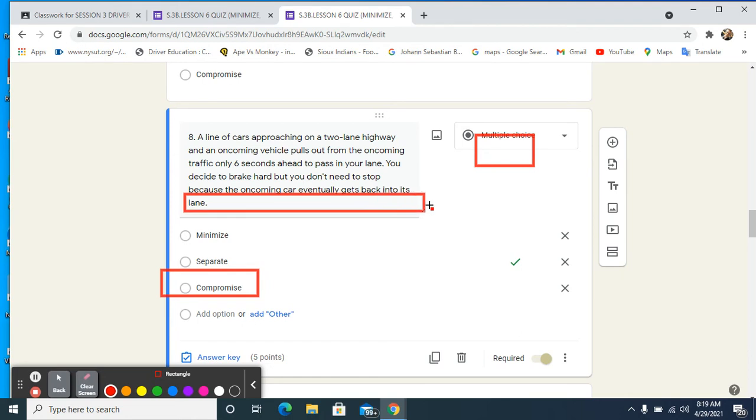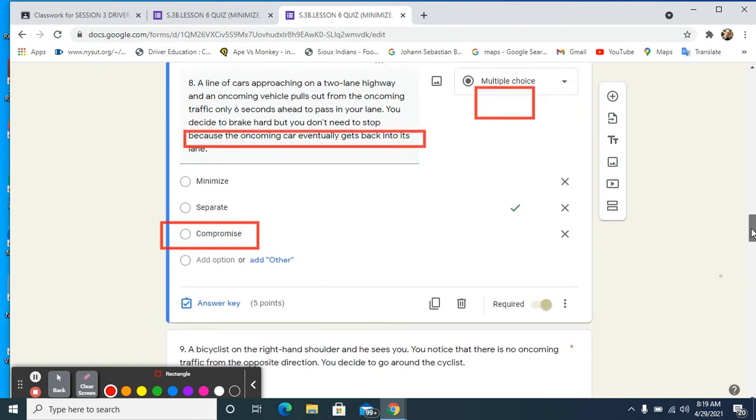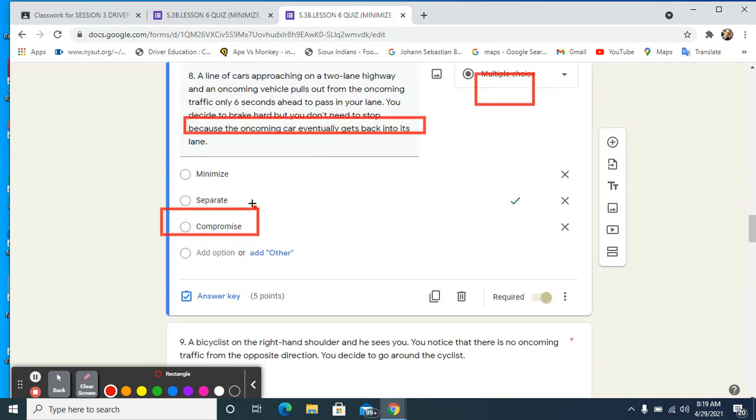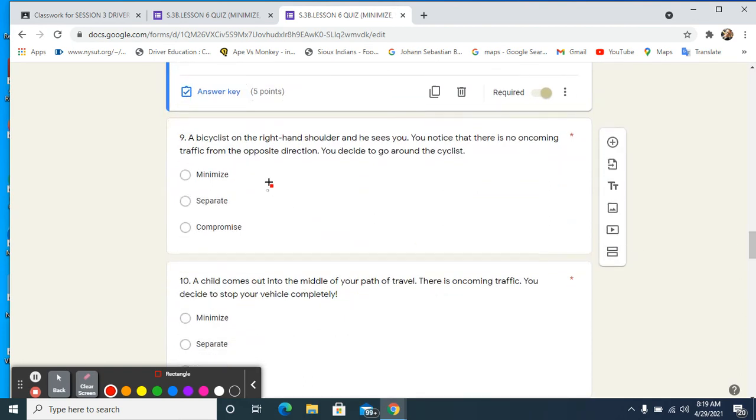the oncoming car eventually gets back into its lane. Okay, very good. So this is a question of separate here. I hope it should be separate. Okay, now it's clearly separate. Okay, let's continue. Number 9. I think I confused myself with that one.